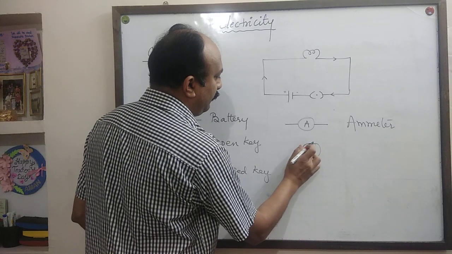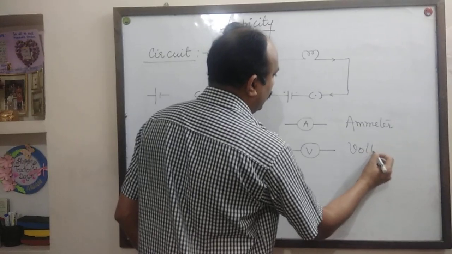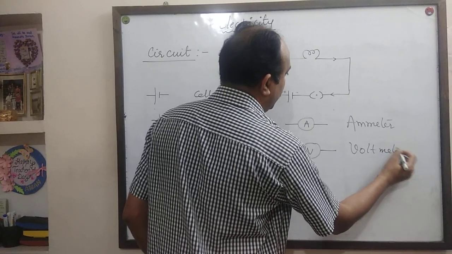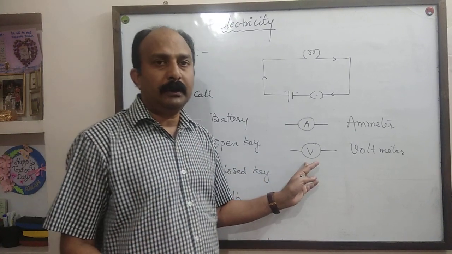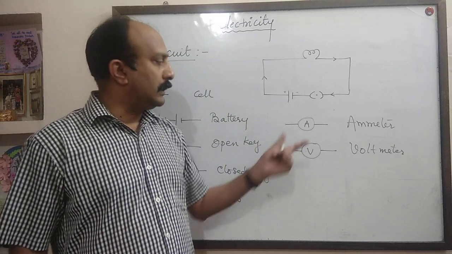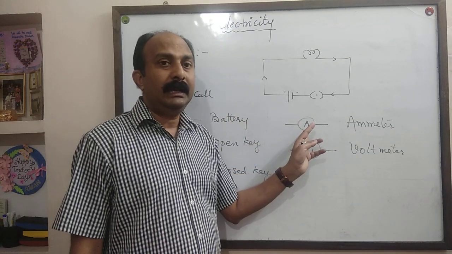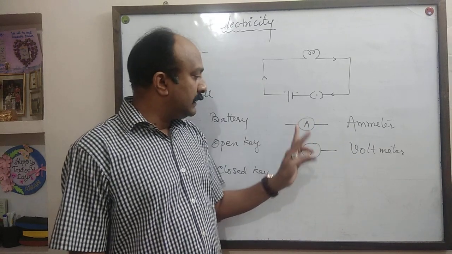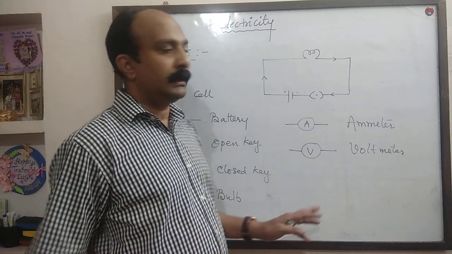Circle with capital V inside is used for voltmeter. We will come across ammeter and voltmeter in the later part of this chapter. Ammeter is used for what? Voltmeter is used for what? This is only the symbols. Ammeter is used for measuring electric current of a circuit. Voltmeter is used for measuring the potential difference of a circuit.